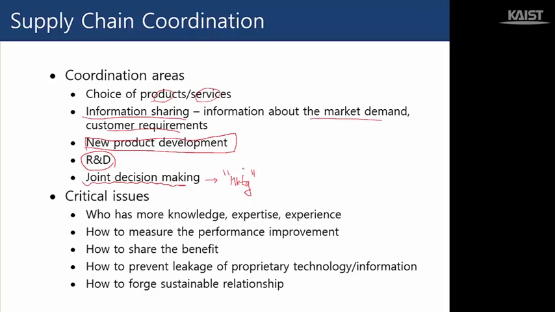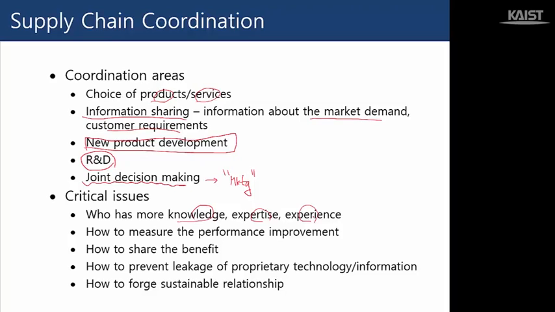The first one is, who has more knowledge, expertise, and experience? Let's say the supplier and manufacturer coordinate with each other, and what kind of coordination methodology they will use, and how intensive such coordination will be. If they form a joint team, then who should have more power? Who should have more decision rights, and so on and so forth. Ideally, we can believe that companies might decide all these things before they actually get into this coordination. But sometimes it's not easy because you have to decide who has more knowledge, expertise, and experience for that particular marketing point and for that particular product or service.